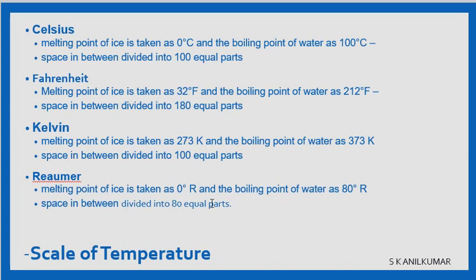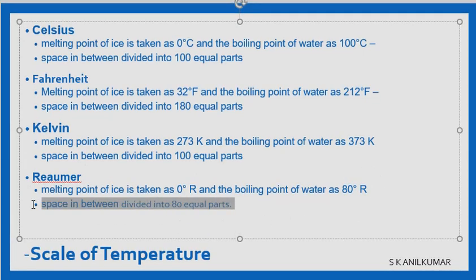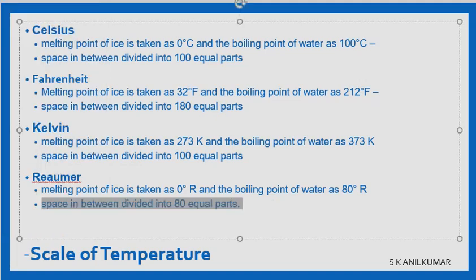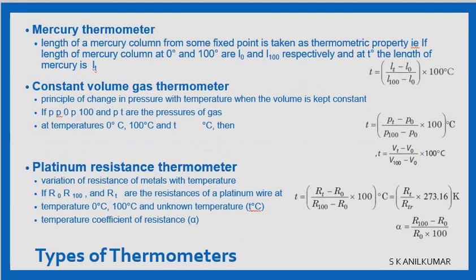Reaumur is 0 degree R to 80 degree R, divided into 80 equal parts. So this is 100 equal parts, 180 equal parts, 100 equal parts, 80 equal parts: 0 to 80 degrees, 273 to 373, 32 degree Fahrenheit to 212 degree Fahrenheit, 0 degree centigrade to 100 degree centigrade. This is how the scales of temperature that we commonly use work.